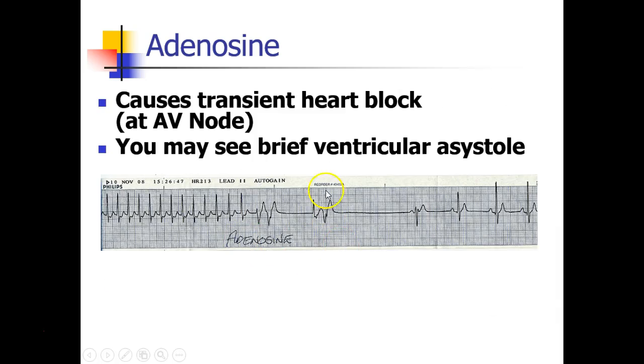Now, adenosine does cause transient heart block because of its action at the AV node, and you may see a pause or brief ventricular asystole. And here's a great picture of a patient who's in SVT. You can see their heart rate is well over 150. The adenosine is given. We have a couple beats, and then some slowing, and a long pause. Depending on the dose and the condition of the patient, the pause can be pretty impressive. Again, you would probably want to have an external pacemaker available before you administer adenosine to a patient.